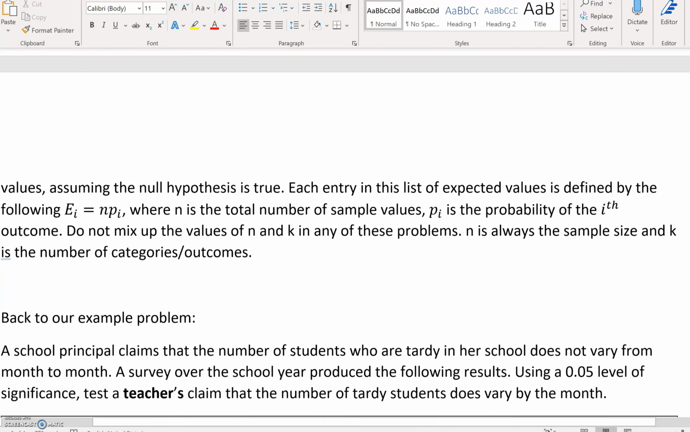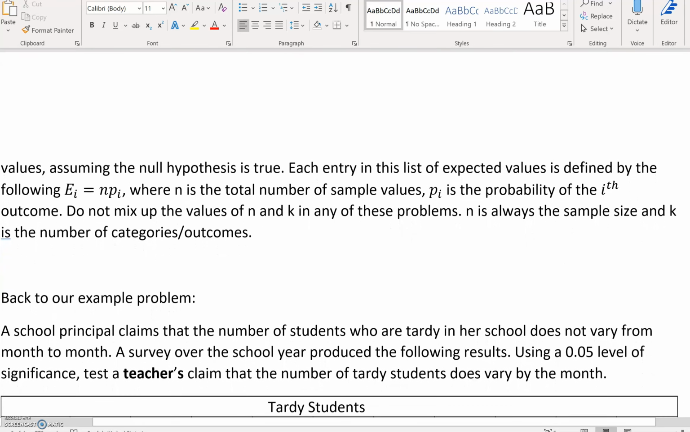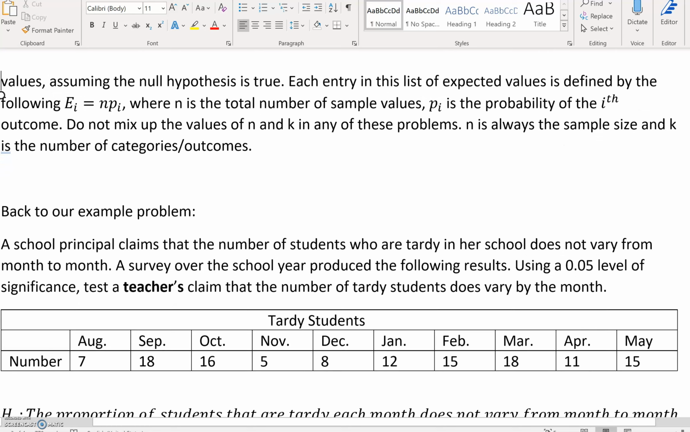Each entry in this list of expected values is defined by the following. The expected value for row i equals n times p sub i, where n is the total number of sample values and p sub i is the probability of the ith outcome. Now bear in mind, you're dealing with two letters here that involve the sample data. n will always represent the sample size. k represents the number of categories or outcomes.